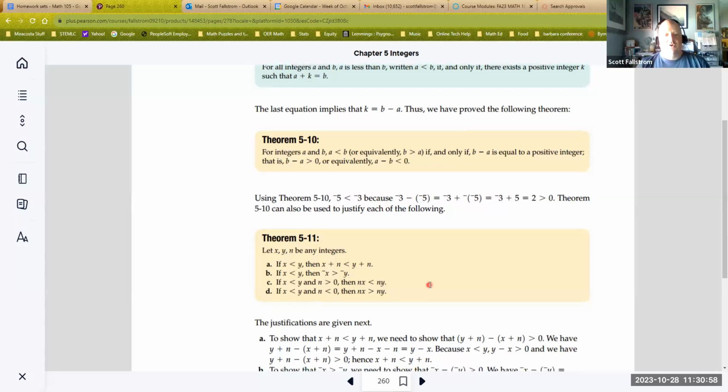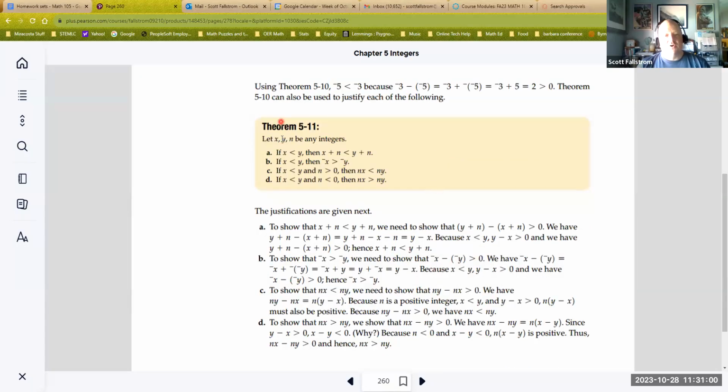Couple of theorems down below here that are pretty nice to know. If you have an inequality, you can add the same number to both sides and it stays an inequality. Okay. However, if you take the opposites, the inequality changes. And this one is really, really helpful. I like this one visually, personally.